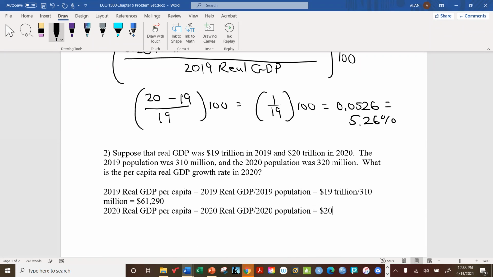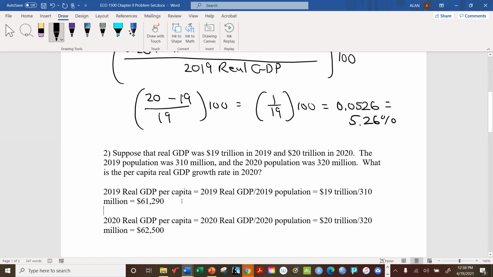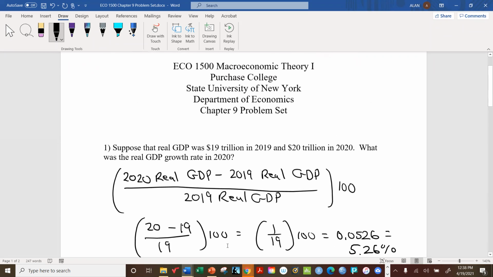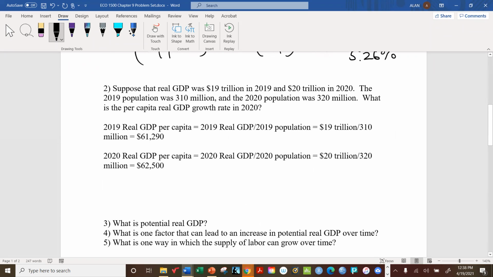So for 2020, we had 20 trillion over 320 million. And that works out to be 62,500. So that's per person. Every person in the US generated on average $62,500 worth of goods and services during the year. That's pretty good. It's not the highest in the world, as we know. It's only about 7th, but it's still not too shabby.